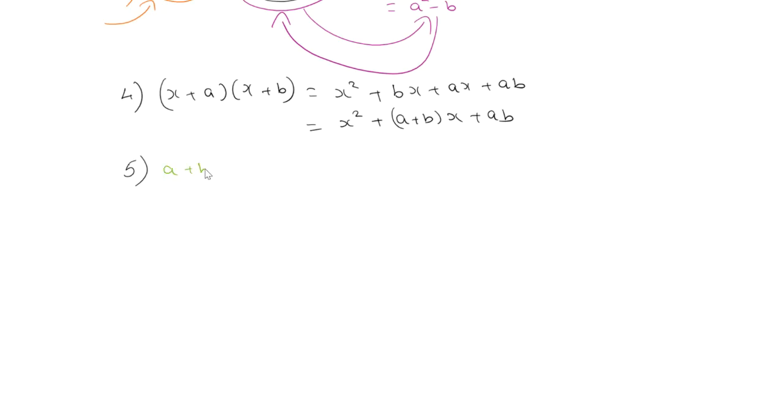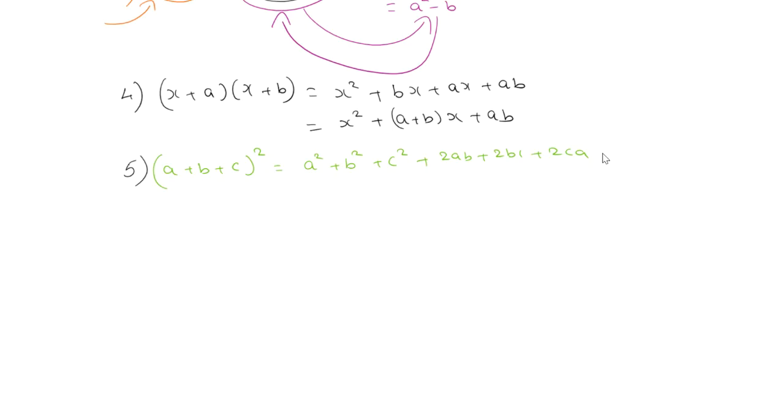Just wait for it. A plus b plus c whole square. Our fifth formula is a plus b plus c whole square. What is the formula for this? We can say a square plus b square plus c square plus 2ab plus 2bc plus 2ca.